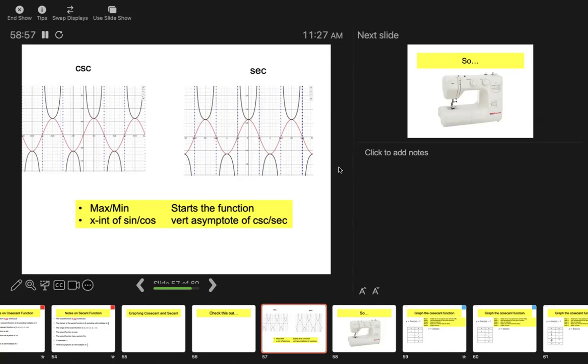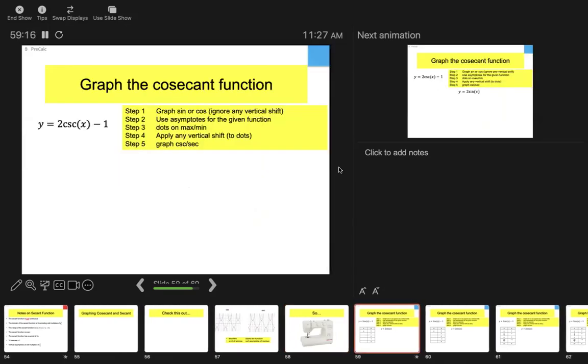So the mins and max of sine and cosine are where cosecant and secant start. And then the x-intercepts of sine or cosine are where the vertical asymptotes of cosecant and secant are. It'll make more sense when we do one example. Okay, you follow the basic logic? So let's see how that works.